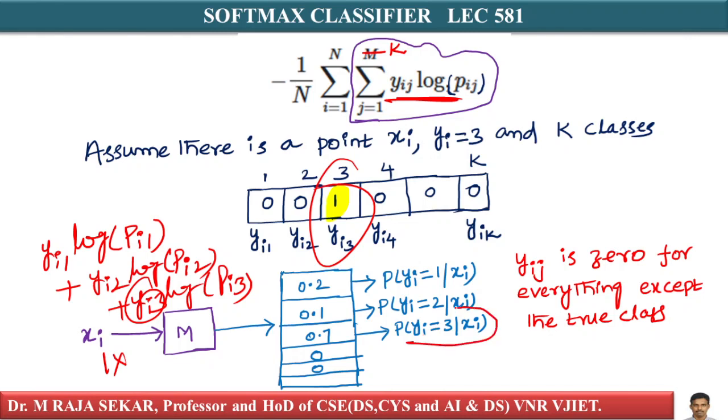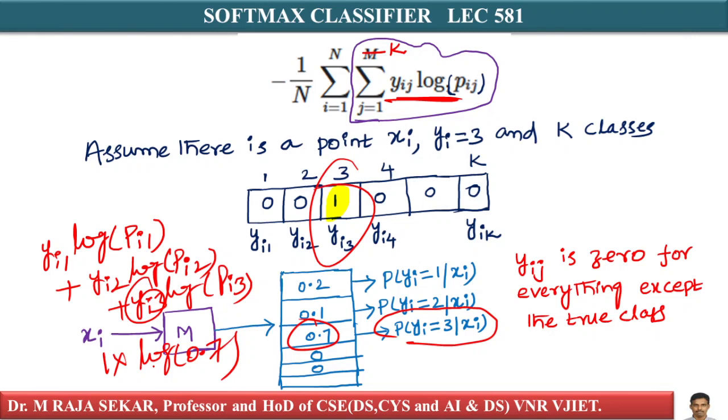Pi3 is 0.7, isn't it? Therefore 1 into log of 0.7. That's what you will get. 1 into log 0.7 is what is left for this point xi. Rest everything becomes 0 because yij for the other classes is 0.